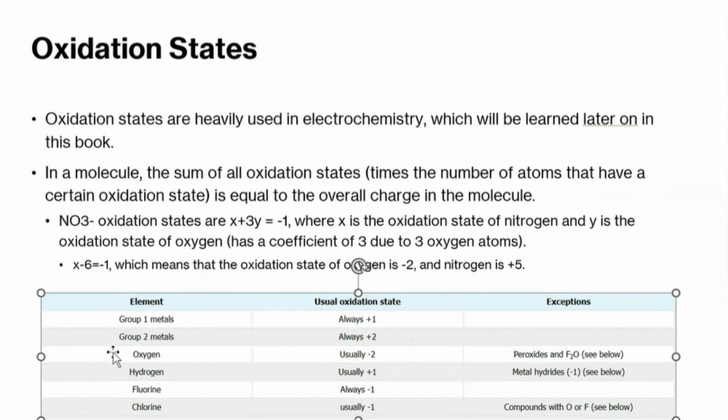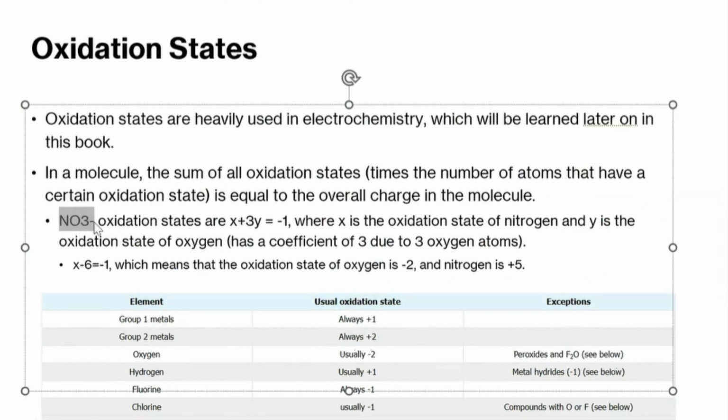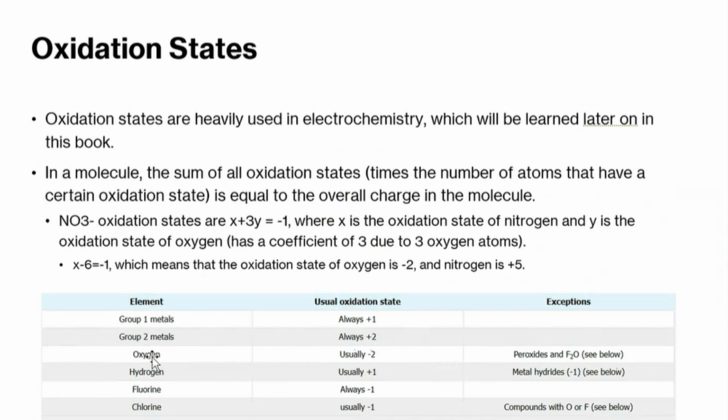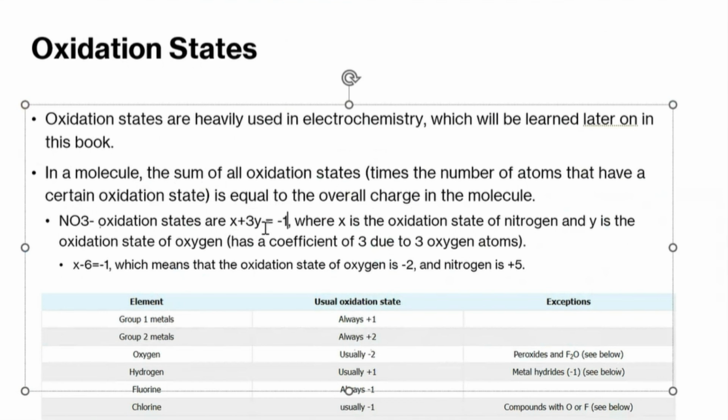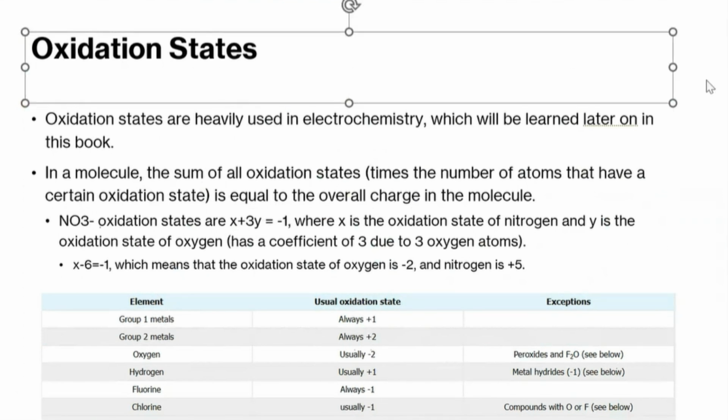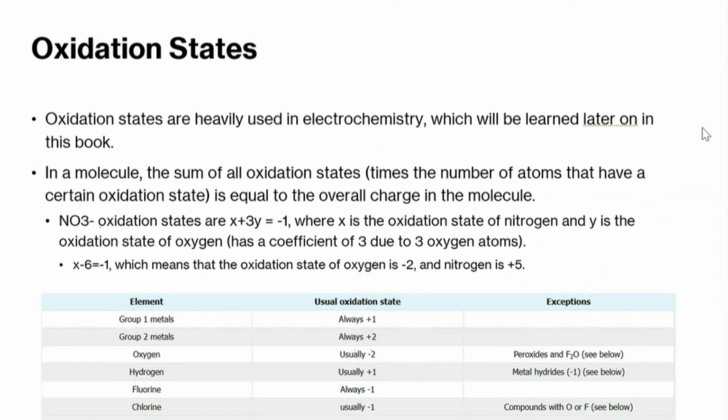So in NO3, we know that oxygen usually has a -2 oxidation state, and the only exceptions are peroxide and F2O. Now, this is not a peroxide or F2O, so this means that oxygen automatically has a -2 oxidation state. We can set up a small equation, and since the overall charge of this NO3 minus ion is -1, we can set up the equation x plus 3y equals -1, where x is the oxidation state of nitrogen and y is oxygen. This has a coefficient of 3 because there are 3 oxygen atoms in this molecule.